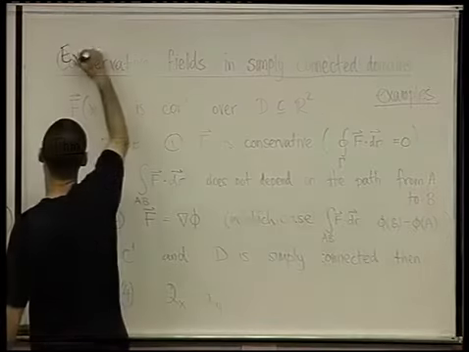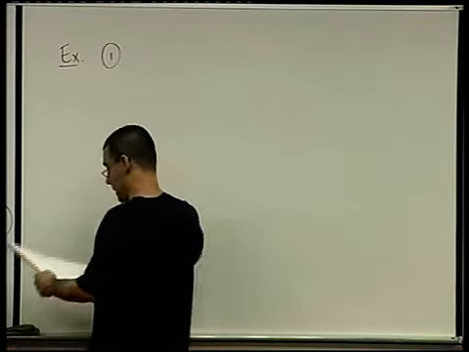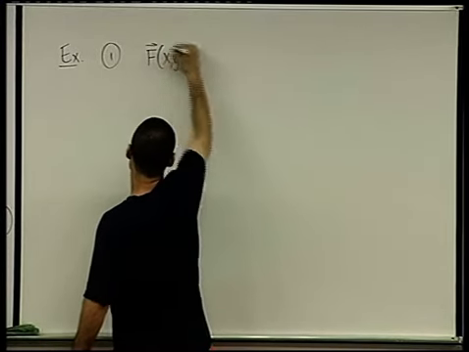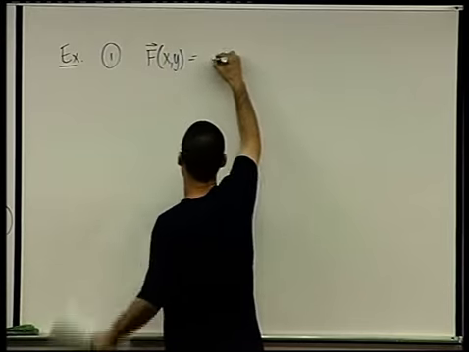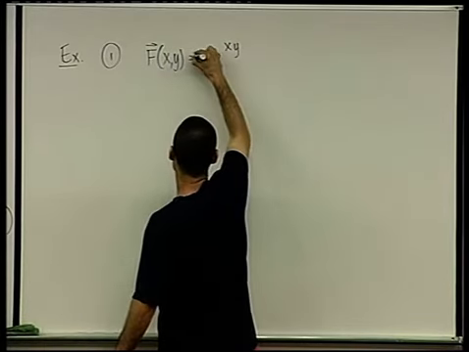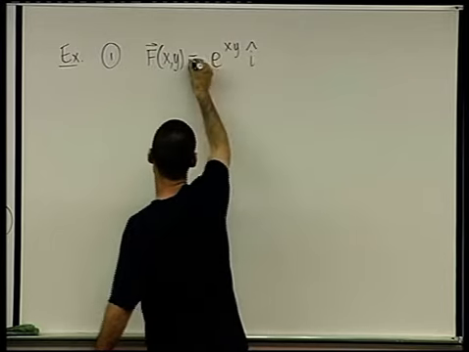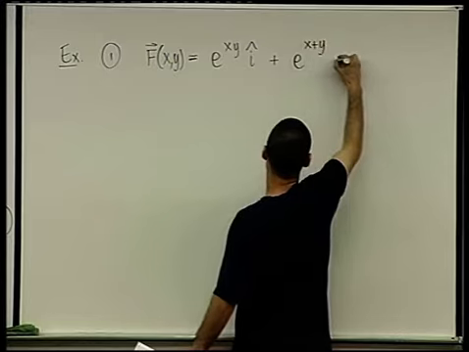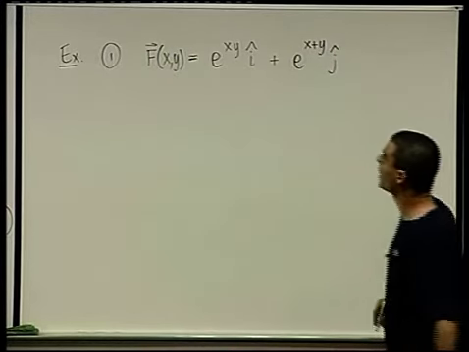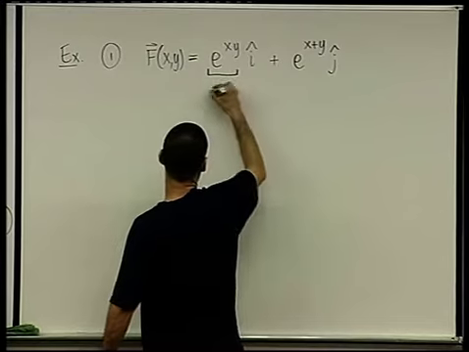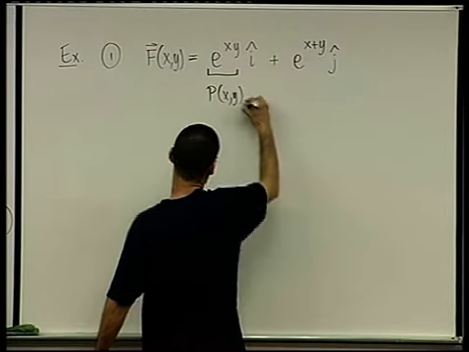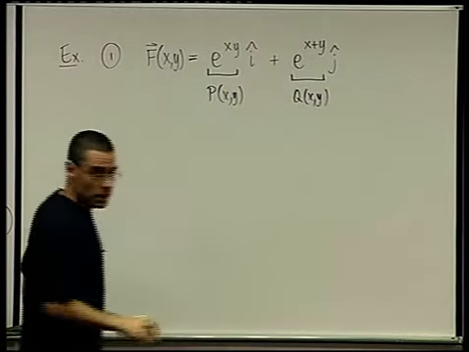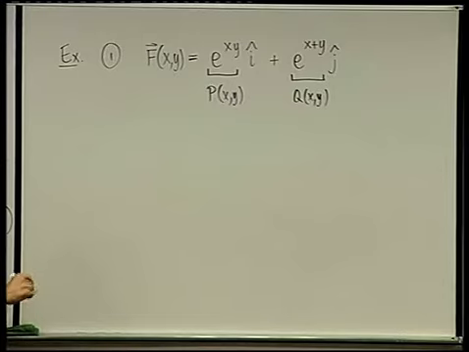So example 1, let's look at f, which is going to be e to the power xy, that's going to be the i component, plus e to the power x plus y, that's going to be the j component. So this is p of x,y, and this is q of x,y. Each of which is a scalar function.